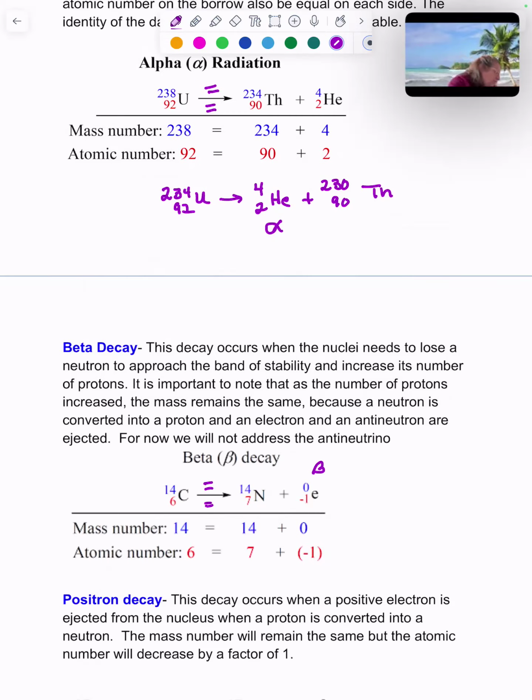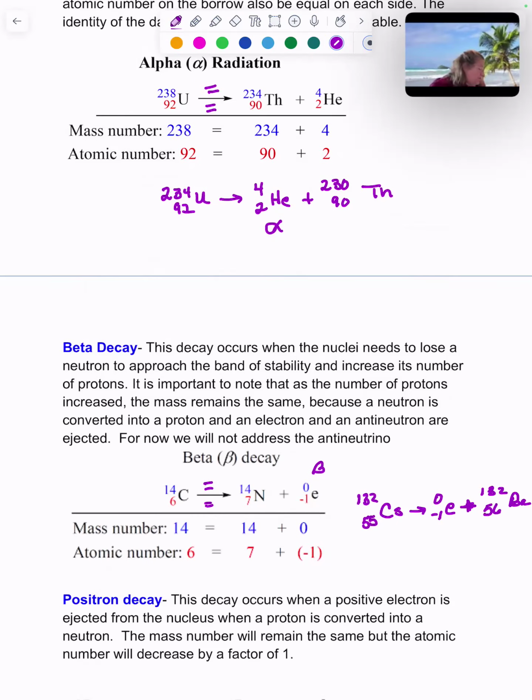So let's do another one. Let's just pick one for fun. Let's do cesium. Cesium's atomic number is 55, and let's say we have cesium 132. If that underwent a beta decay, 0 over negative 1 e, our mass is not going to change. Oops, that's a plus sign. Our mass is not going to change, but our atomic number is going to have to go up to 56, because 56 plus a negative 1 is 55, and element 56 happens to be barium.